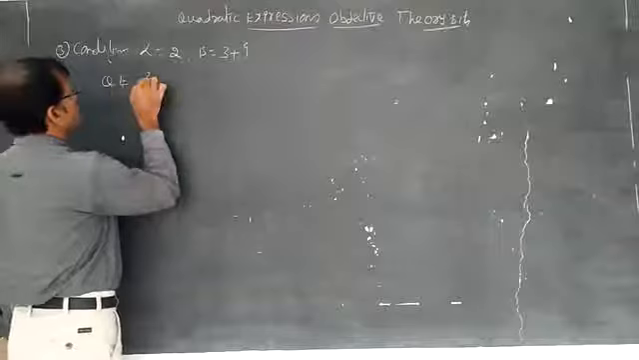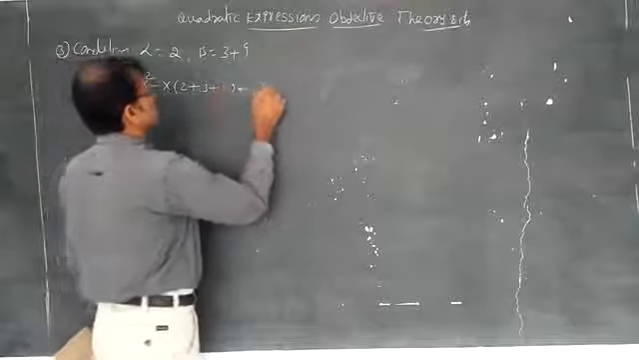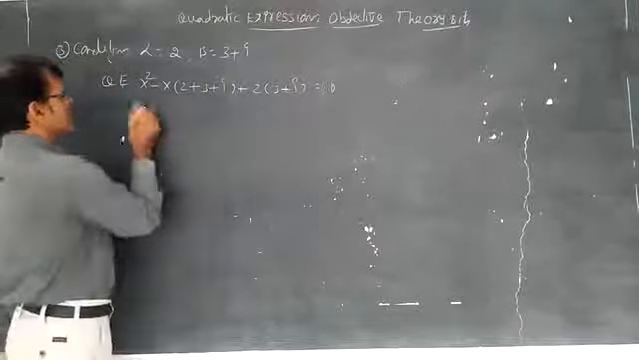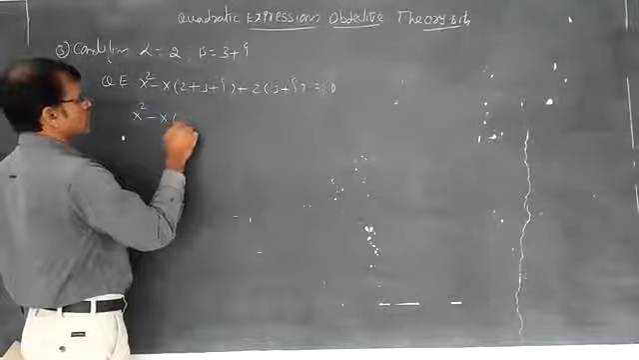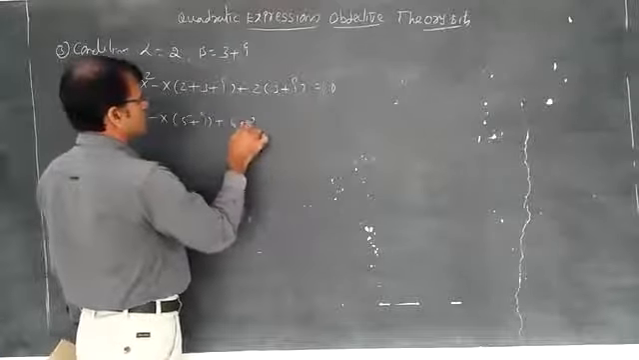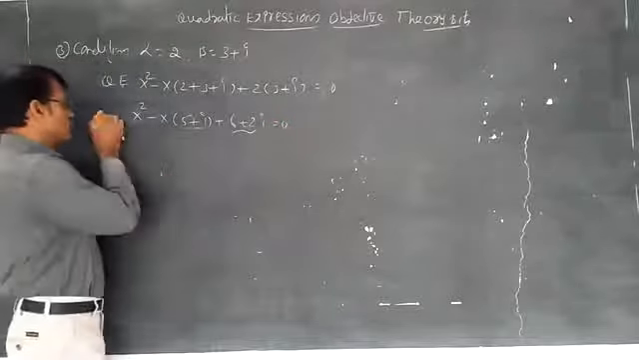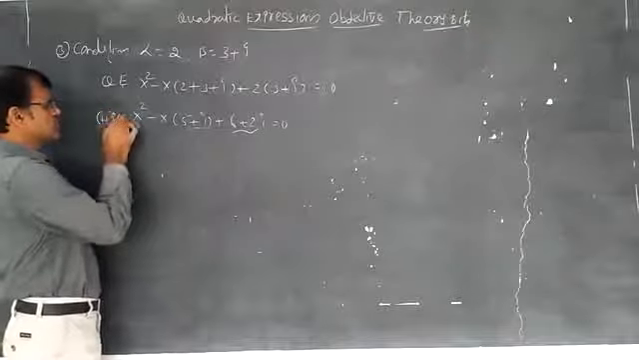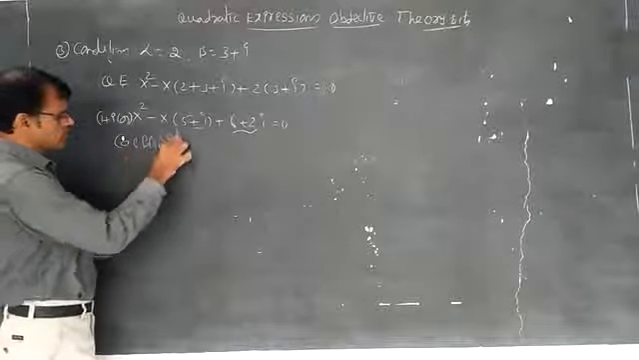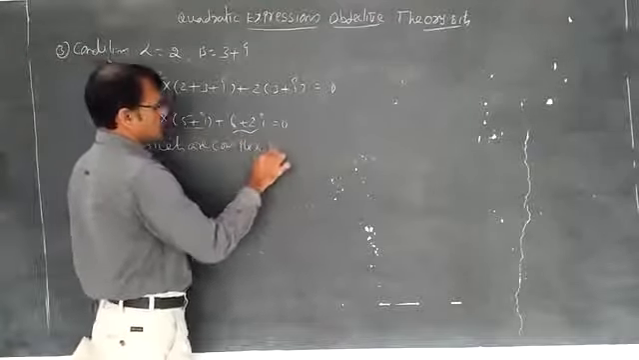Now you prepare the quadratic equation: x square minus x into (alpha plus beta) plus alpha beta is equal to 0. What you can say? This became a complex number. x square minus x into (5 plus i plus 2), that is 7 plus i, plus 2 into (5 plus i) which is 10 plus 2i, equal to 0. This became complex, and of course this also became complex. Coefficients are complex numbers.